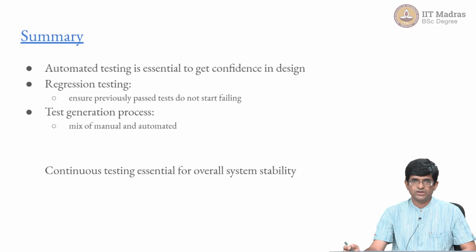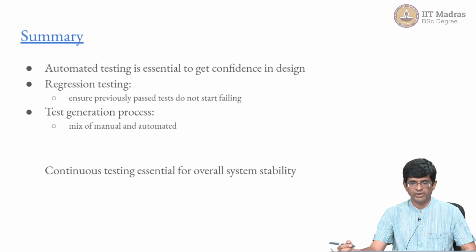So this is the overall summary of the whole problem of testing, what we want to do with it and so on. The reason we want to do automated testing is to get some kind of confidence in the design. We want to be able to capture any regressions, which is that things that were previously working should not now start failing. And we would like this process to be automated to the extent possible, because we don't want somebody manually sitting there and testing each line of code.